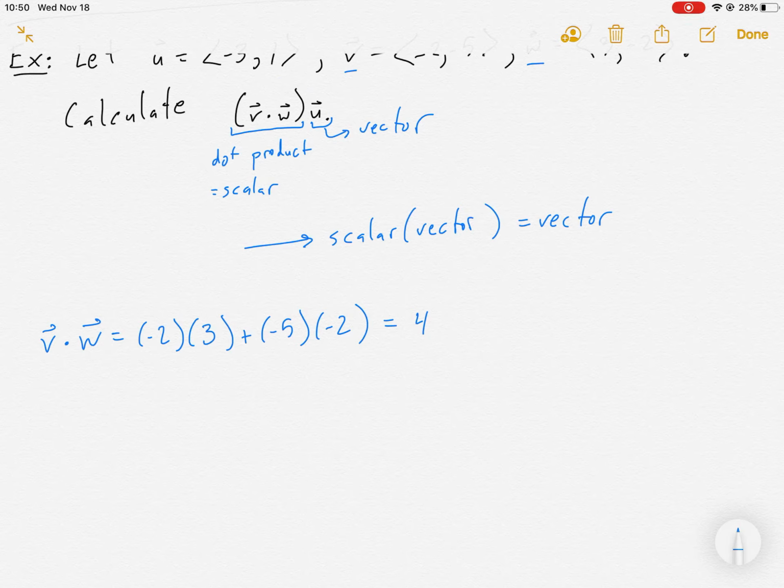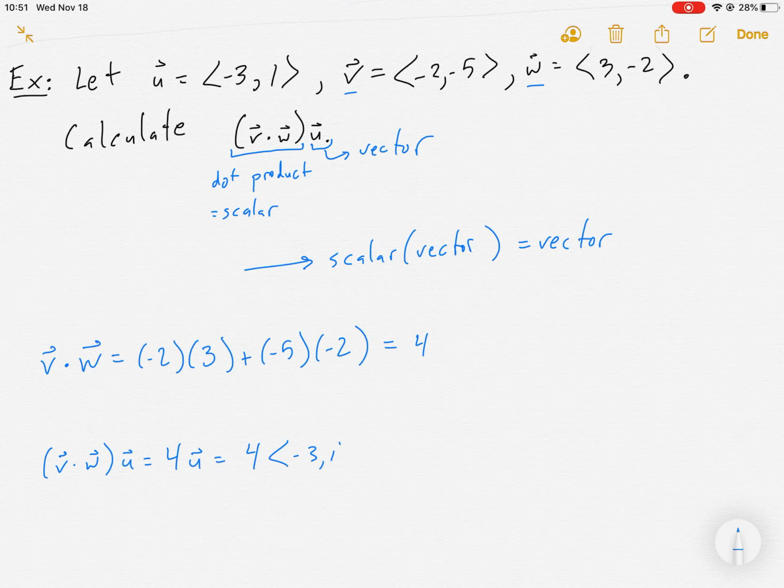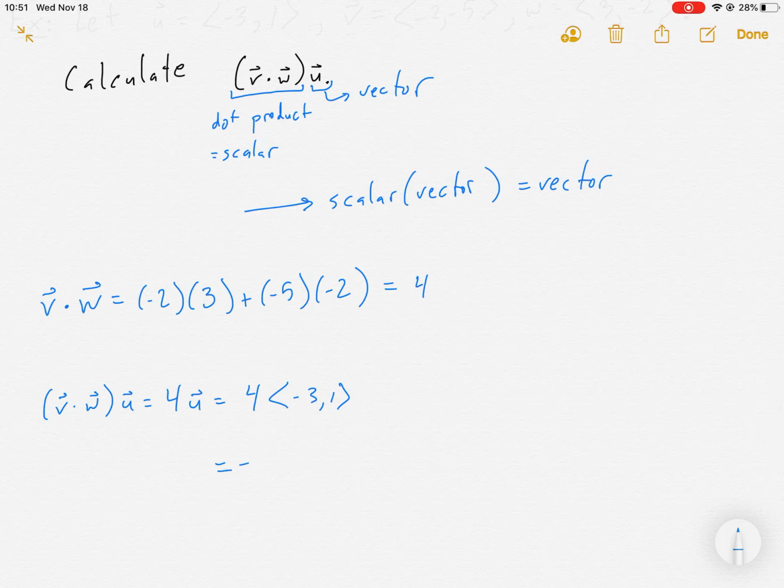Okay, so let's go back to the original problem up here. I now know that v dot w times u is going to give me 4 times whatever u is. So let's replace the u with its components. Distributing the 4, because that's how scalar multiplication works, we're going to end up with negative 12 comma 4. And so this would be my final answer. Or if you prefer i hats and j hats, you could say it's negative 12 i hat plus 4 j hat.